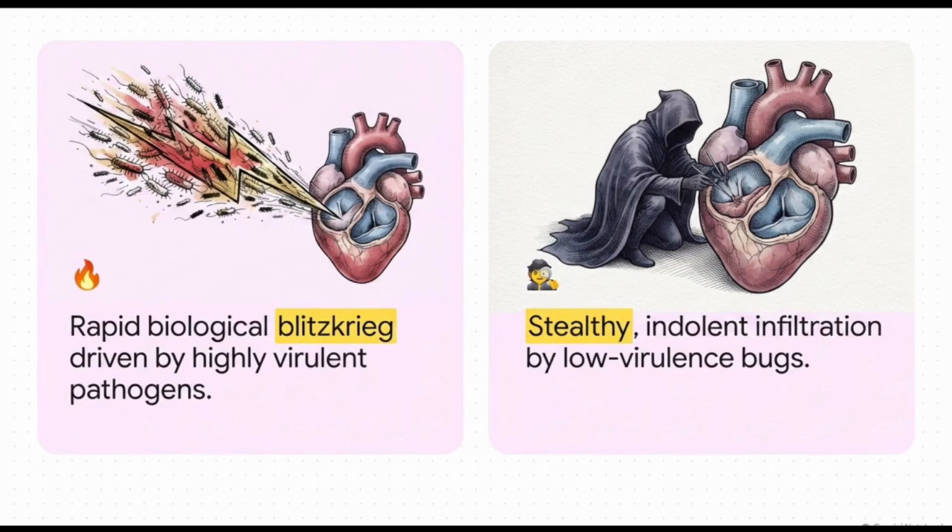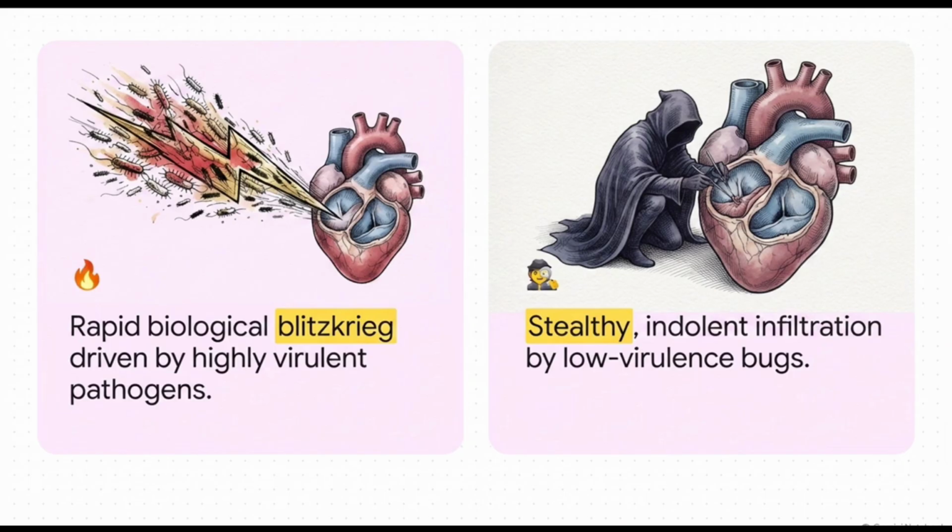Now, we typically classify the pace of this whole invasion into two distinct camps. First, you've got acute IE. Think of this as a rapid biological blitzkrieg. It's driven by highly virulent pathogens like Staph aureus. These patients look incredibly sick, they're septic, and they suffer super rapid valve destruction.